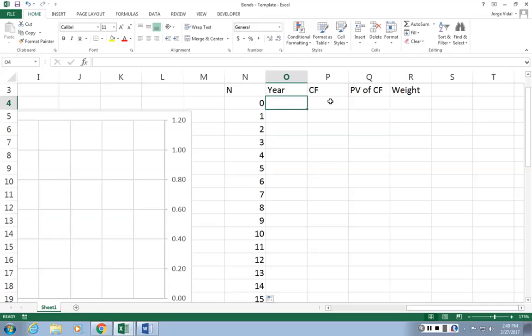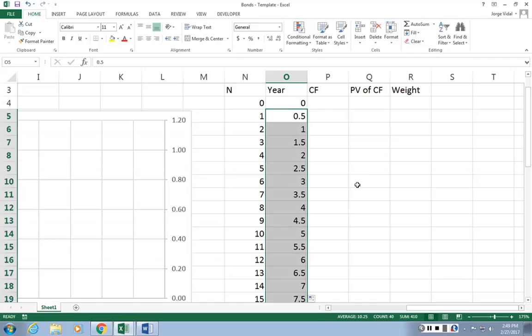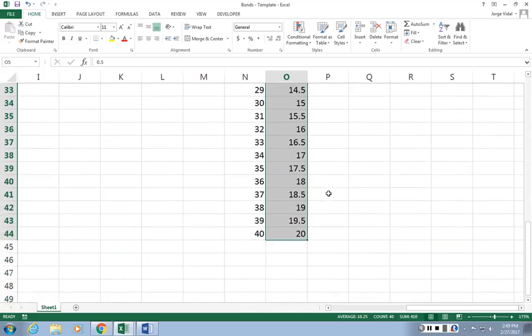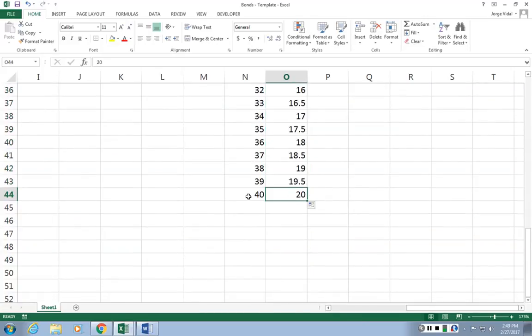Now, year is the actual year, so it will be 0 and then 0.5 because it's semi-annual. So your first payment right here will come when? 6 months later. Your second payment will come when? 1 year later. And then if you highlight those two, Excel will keep the same pattern. Actually, you can double click. And you can see at the bottom that you have a 20-year bond with 40 payments.